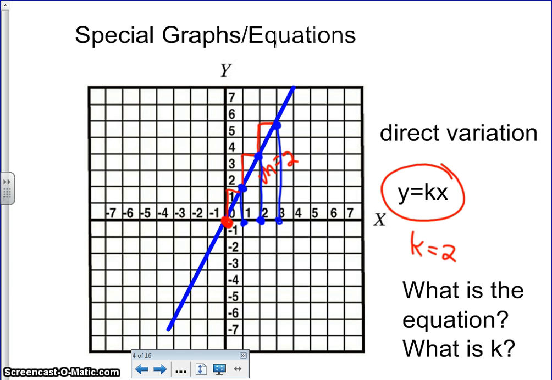So this is what direct variation is. Y is equal to a constant times a number. If k is 2, x would be the number of hours you worked, and y would be the amount of money that you get paid.